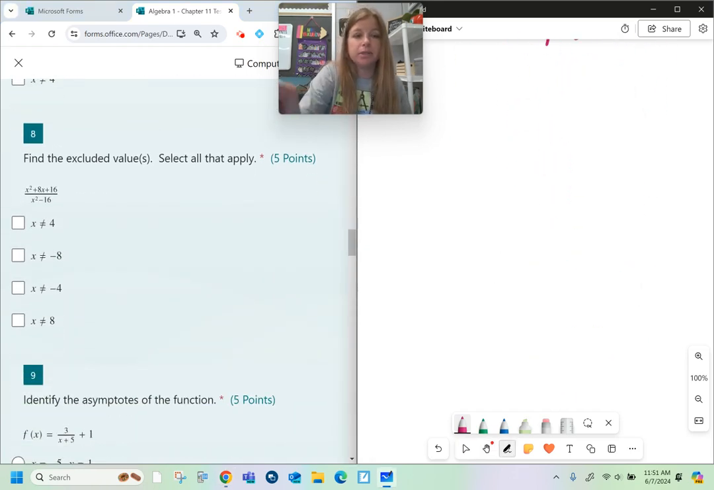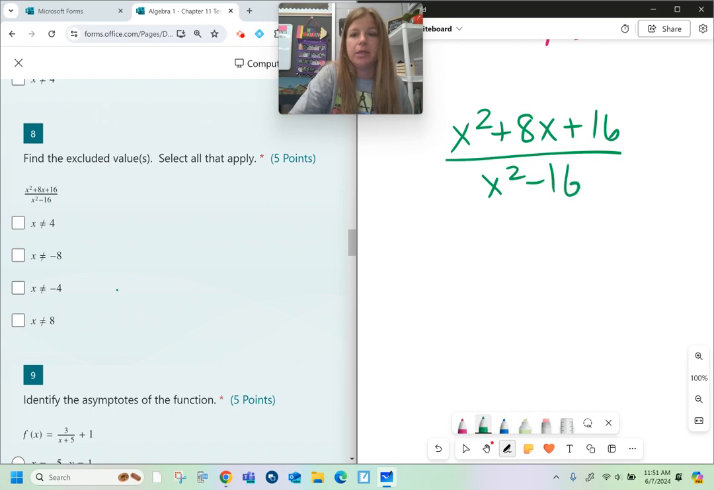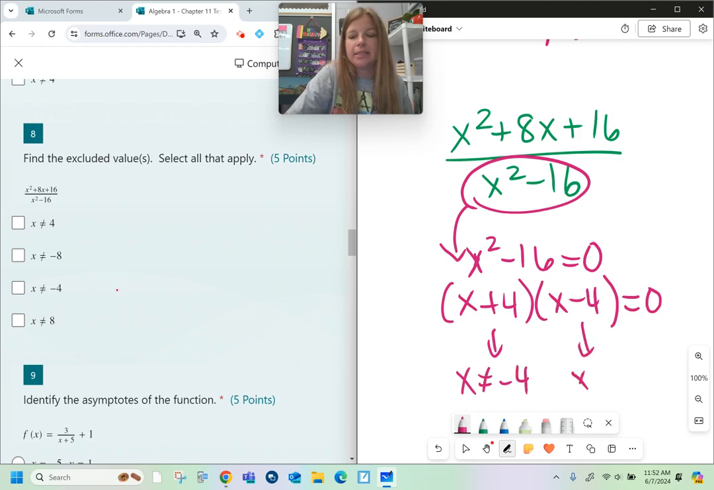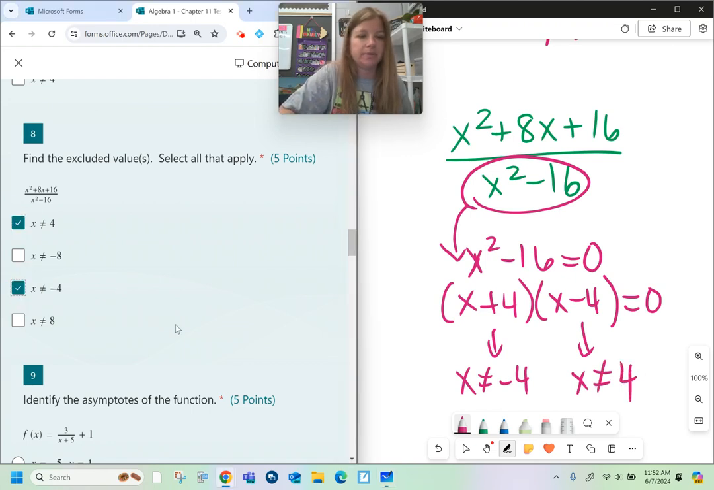Now, number 8 is also a really good problem, right? Find the excluded values. Remember, we only care about the denominator. We only care about the fact that the denominator cannot be equal to 0. So if I want to find my excluded values, I set my denominator equal to 0. Now, I do have to remember this is a special binomial. It's a perfect square minus a perfect square. This gets factored as x plus 4, x minus 4, which actually means I have two excluded values. X is not allowed to be negative 4, and x is not allowed to be positive 4. So I'm going to select both of those.